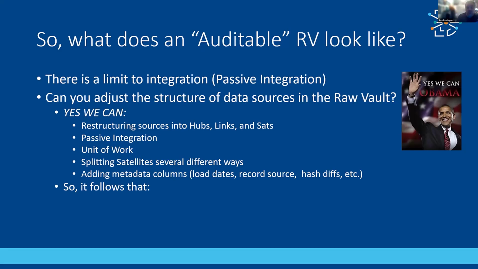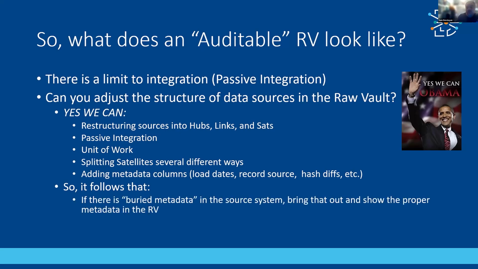For some reason, when I talk to people about buried metadata especially, and I say we need to bring that out and show it in the raw vault, people get shocked. They say, no, you can't do that, that's not in the source system. Well, I'm not changing the data. I'm changing the structure. What I'm doing is applying the rules that are in the source, but not in the source file. Let me explain what that means.